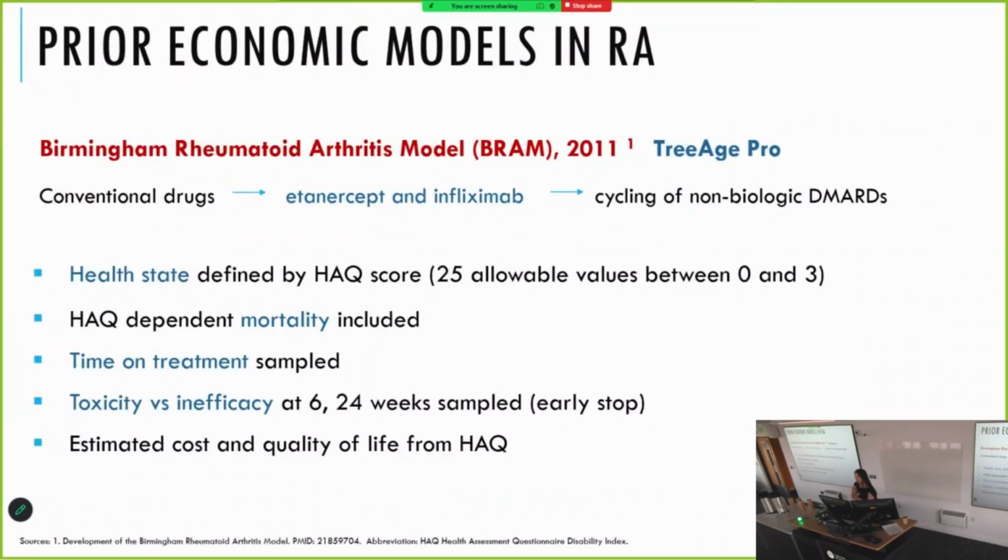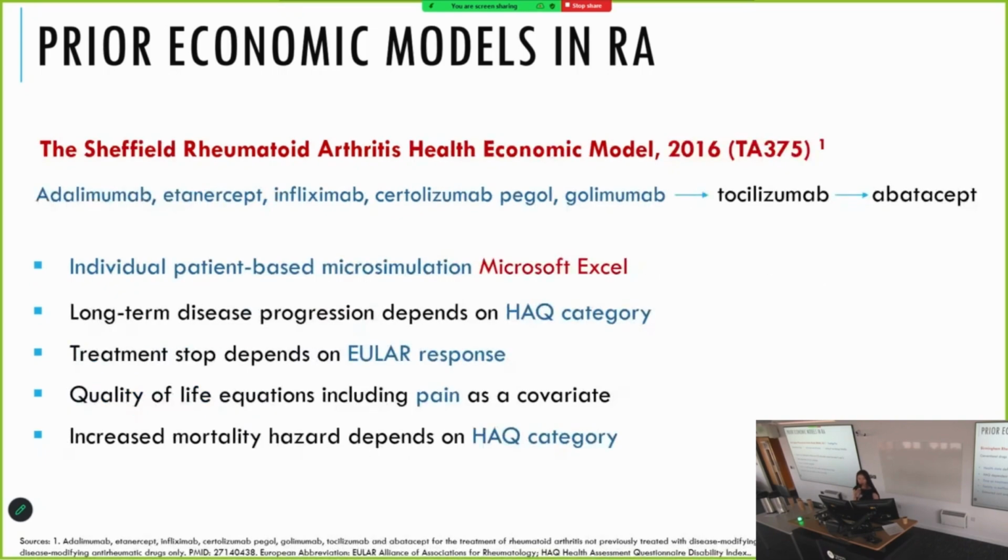The first is the Birmingham model, which was developed in TreeAge Pro. It is used to assess whether the two biologics, etanercept and infliximab, should be available for routine use in the NHS. It's a health state transition model defined by the HAQ score, which is a patient-reported measure of disease activity. Accordingly, the effect of disease activity on mortality is incorporated. Only two things are sampled here: time on treatment and whether early treatment discontinuation happens. Both cost and quality of life are estimated from the HAQ score.